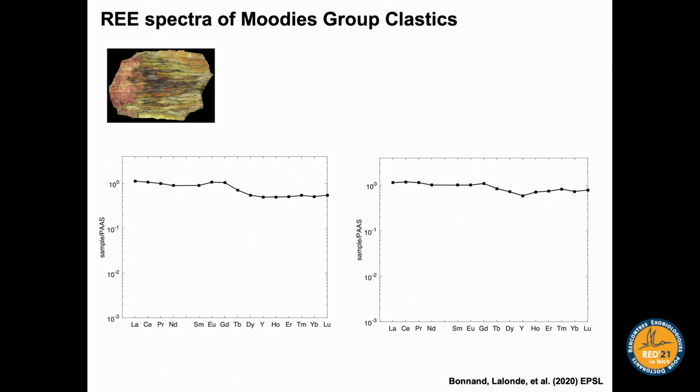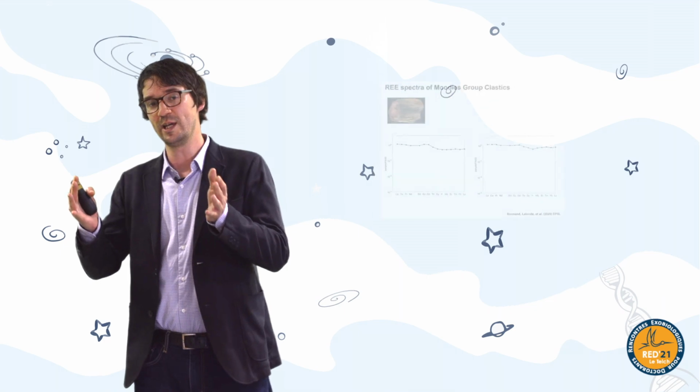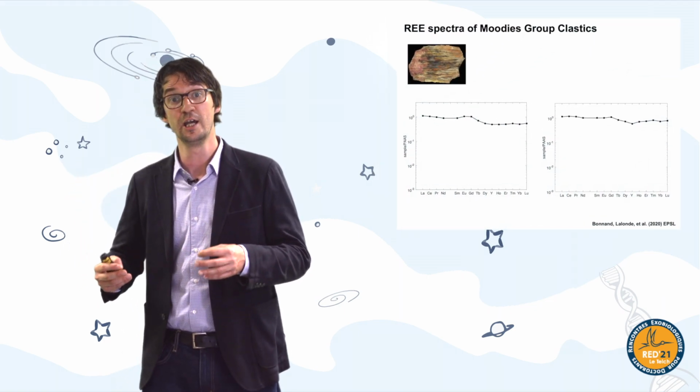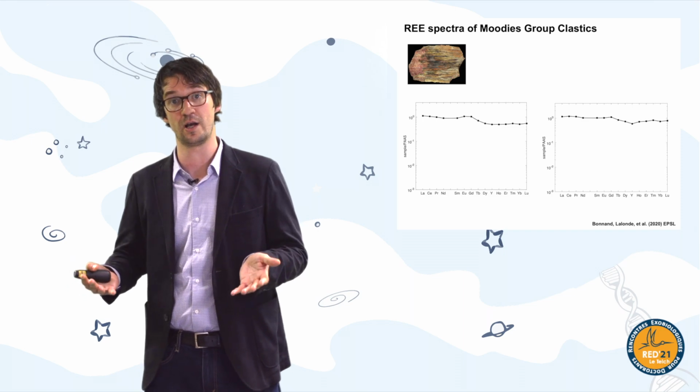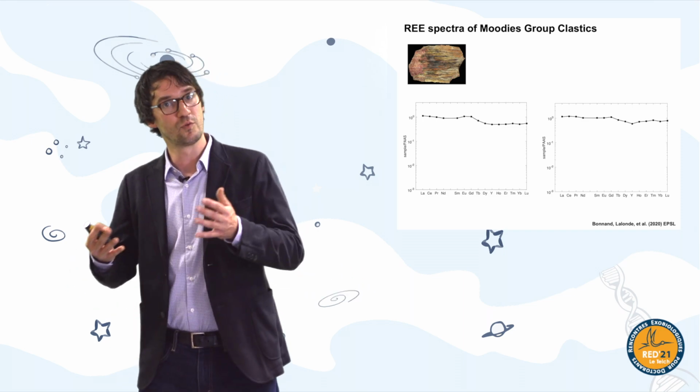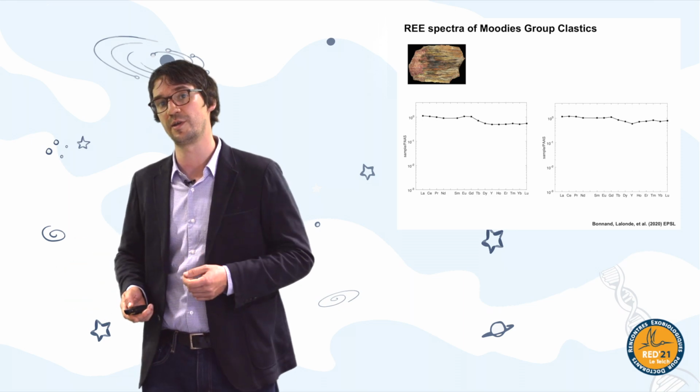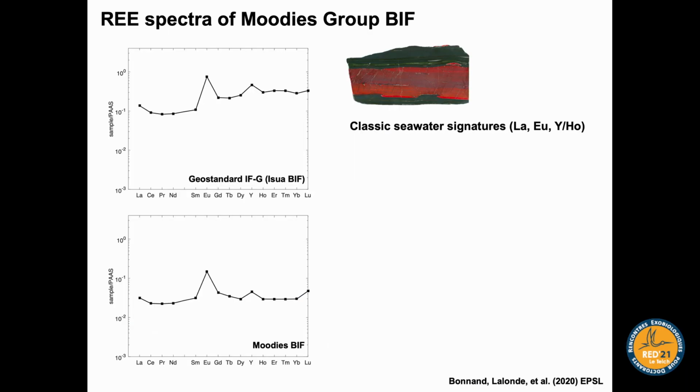Now, the surprising thing about the Moodies group is that when we look at clastic rocks like the sandstones, we get a flat signature that represents the continental crust, and we tend to show these signatures by what we call shale normalization. We normalize the concentrations measured in the rock to a shale composite that represents the upper continental crust, and there's no surprise here. The sandstone resembles generally the upper continental crust in its rare earth element signature. However, when we look at the Moodies group iron formations, we find something very different from the upper continental crust. We find a seawater signature. So the Moodies group is on the bottom, where you have a positive lanthanum anomaly and a positive yttrium-holmium ratio.